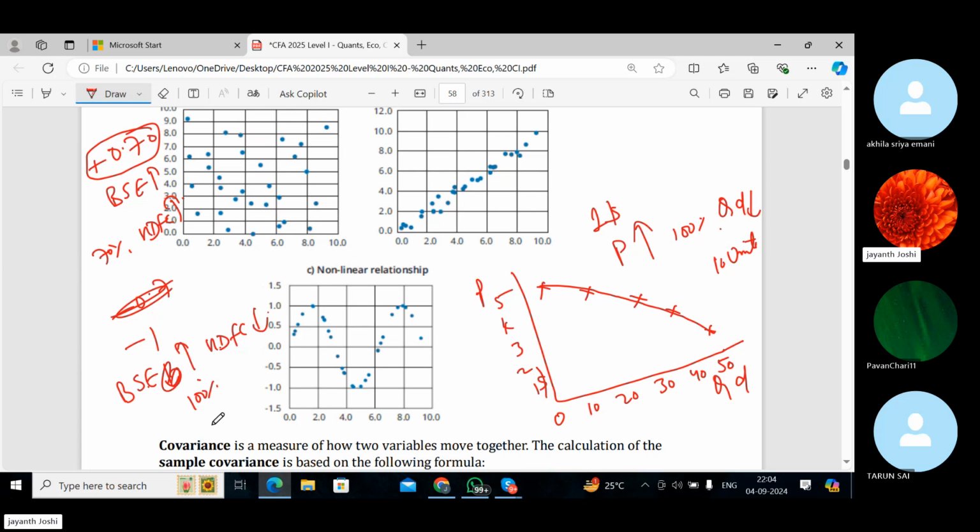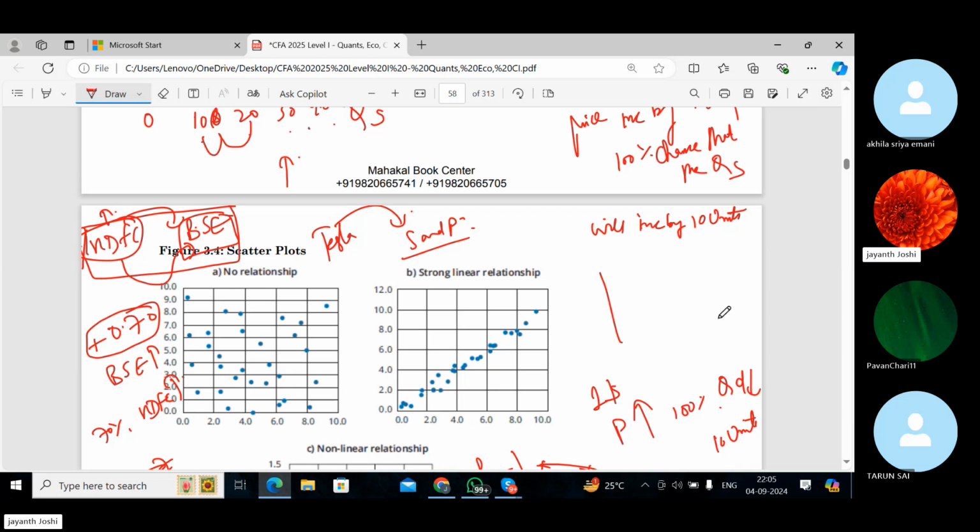Or if the correlation is minus 0.70, if the BSE index goes up, there is a 70% chance the HDFC stock will go down. That is negative correlation. And if I show data in this way, do you think there is any correlation here? Zero correlation. I am not seeing any direction in this.